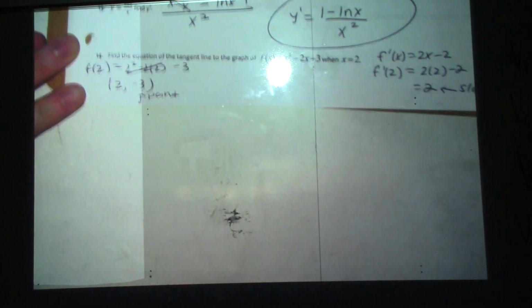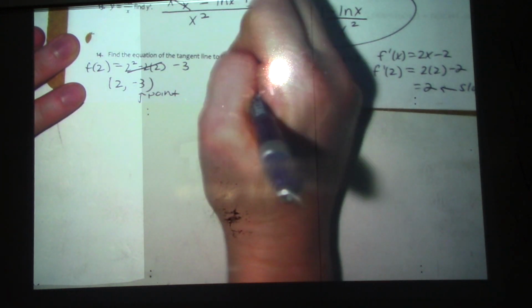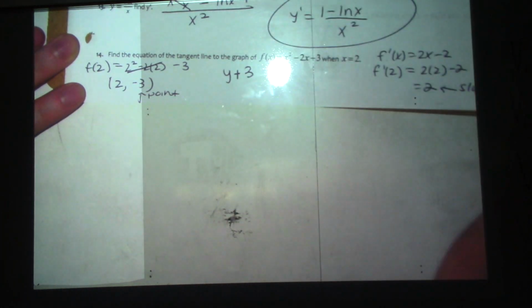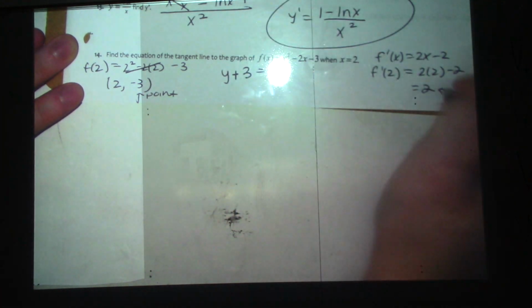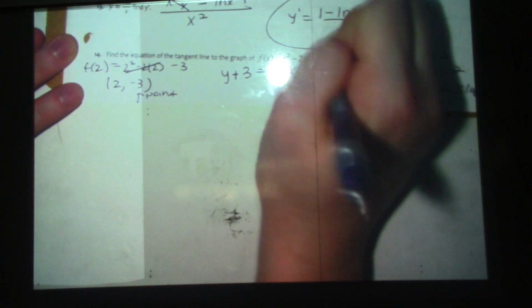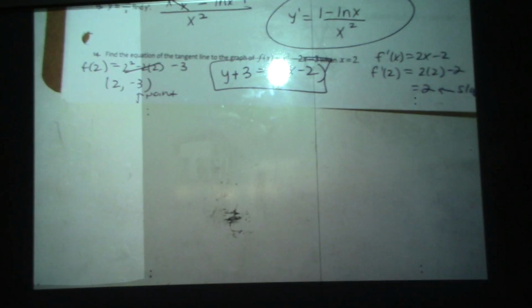And then now I plug into point slope. y minus negative 3 becomes y plus 3, equals my slope, 2, times x minus 2. Just double check I haven't put anything wrong. Okay. Agrees with my answer key.